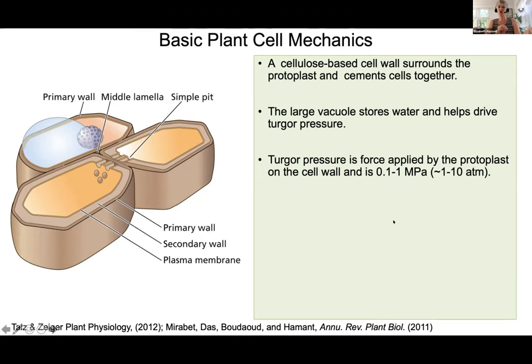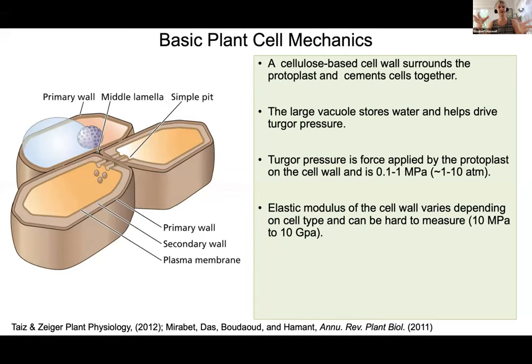Now, turgor pressure is the force that the protoplast applies on the cell wall, and it can be anywhere from 1 to 10 atmospheres. So we're talking about the amount of pressure that's in your car tire. The elastic modulus of the cell wall, that is the ability of the cell wall to resist this turgor pressure, is also quite variable depending on what cell type you're looking at. And it also can be extremely hard to measure. This is something that our field is grappling with right now, but it can be anywhere from 10 megapascals to 10 gigapascals. Very, very, very strong.